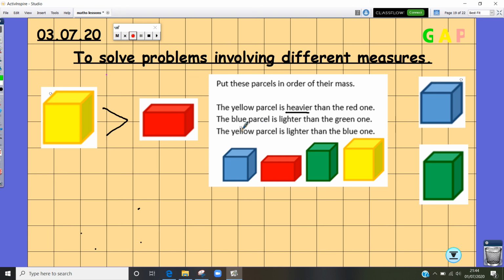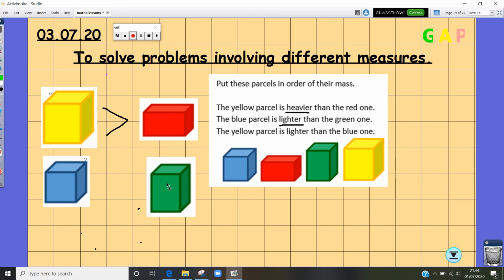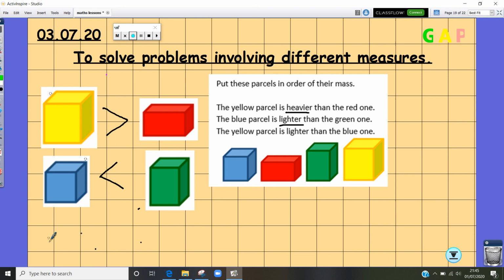So the blue parcel is lighter than the green one. Okay, so that's important information. So the blue parcel is lighter than the green parcel. So he is lighter, so we will use a less than symbol there. So far we've managed to work out the difference in the four of them. Now what we need to do is work out the difference between all of them, okay?